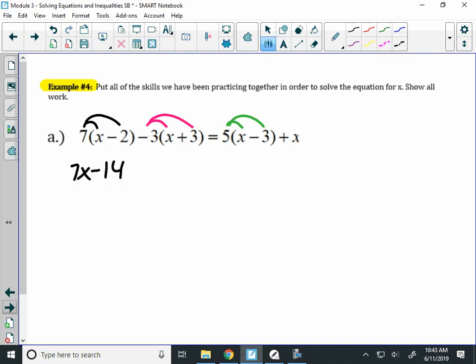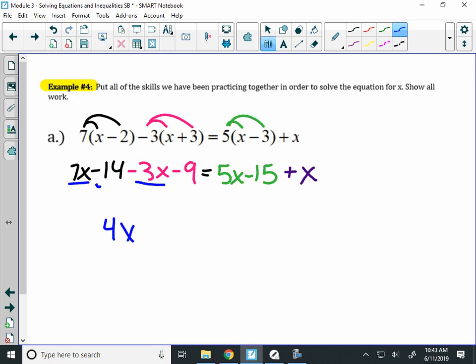Then I distribute the negative 3 to be negative 3x minus 9. Set that equal to 5x minus 15 and plus x on the end. All right, no parentheses left. So all you have to do now is combine like terms. I'm going to change the pen color here. Here I have x's on both sides. 7 and minus 3 is 4x. Negative 14 and negative 9 is negative 23. On the right-hand side, I have 5x and x, which is 6x minus 15.